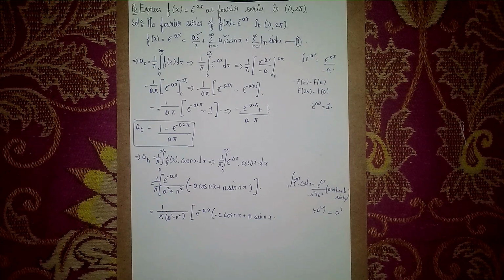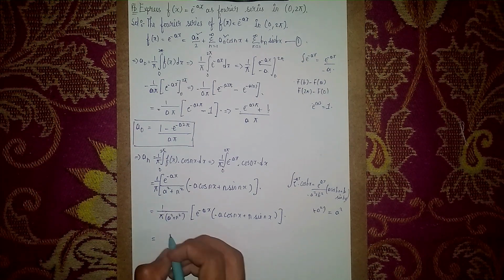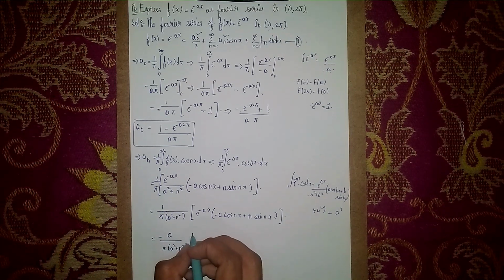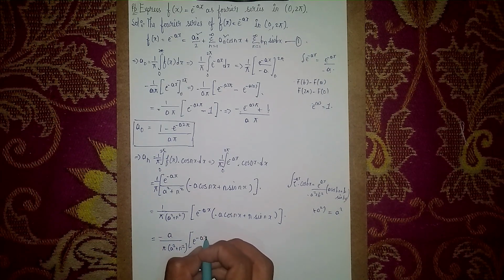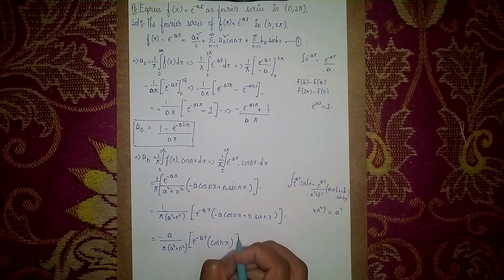Now what you will do, you will separately divide these terms. A and n, you will take outside here. What will become here, see. It is better for you to understand. Next step is equal to 1 minus a by pi a square plus n square into e power minus ax into cos nx, then close the bracket, then plus of this, then plus of this.